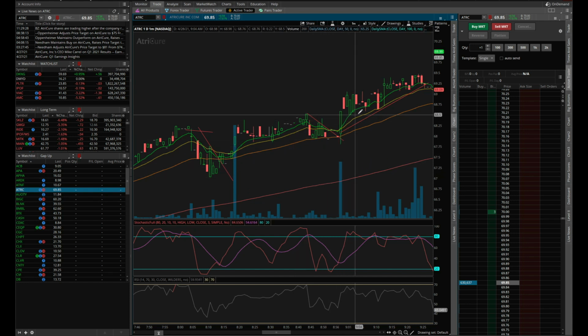So you can do a trailing stop. You can do a lot of different things here. A lot of people watch until it breaks through either the 9 or the 20. If it breaks through the 20, then they're out. If it breaks through the 9, then they're out. There's a lot of different ways to do it.